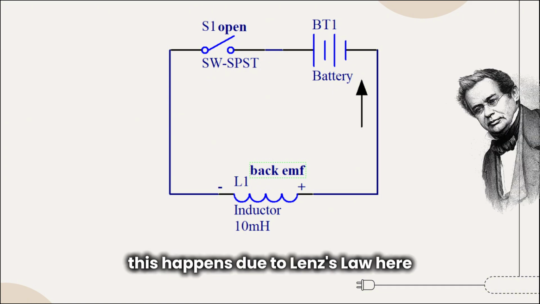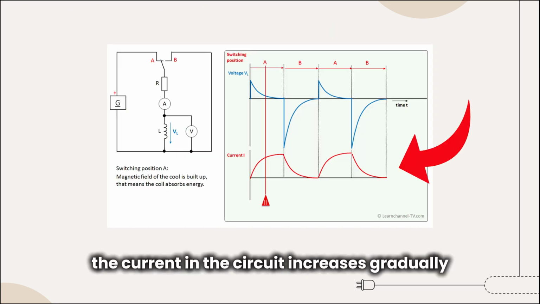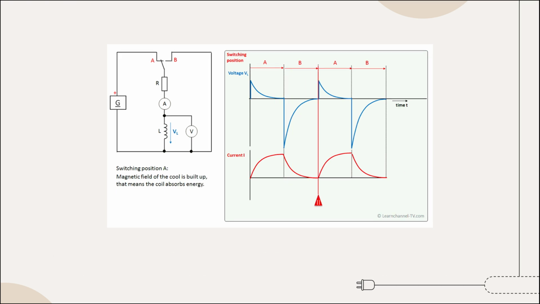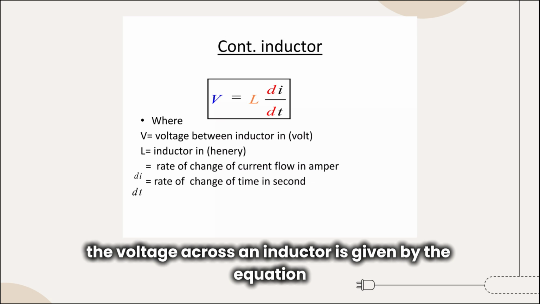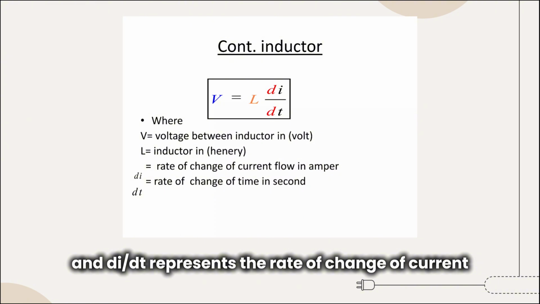This happens due to Lenz's law. Here it opposes the increase in current. Because of this opposition, the current in the circuit increases gradually instead of immediately reaching its maximum value. The voltage across an inductor is given by the equation, where L is the inductance and dI by dt represents the rate of change of current.